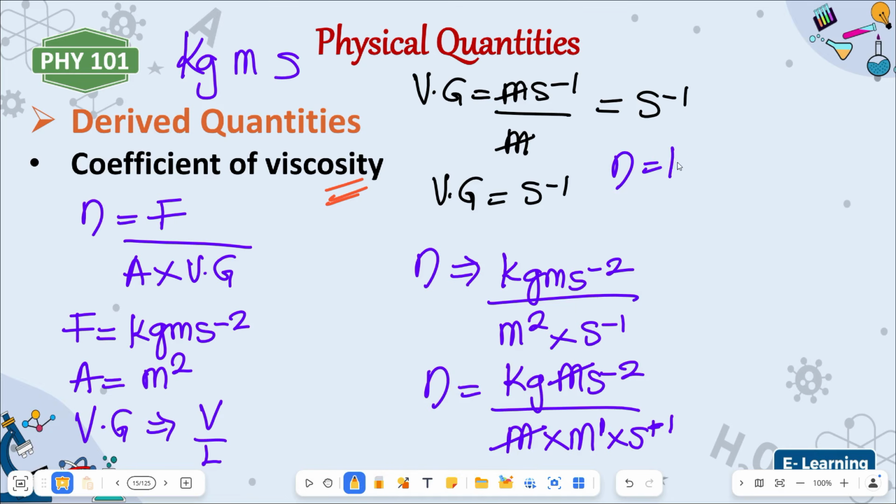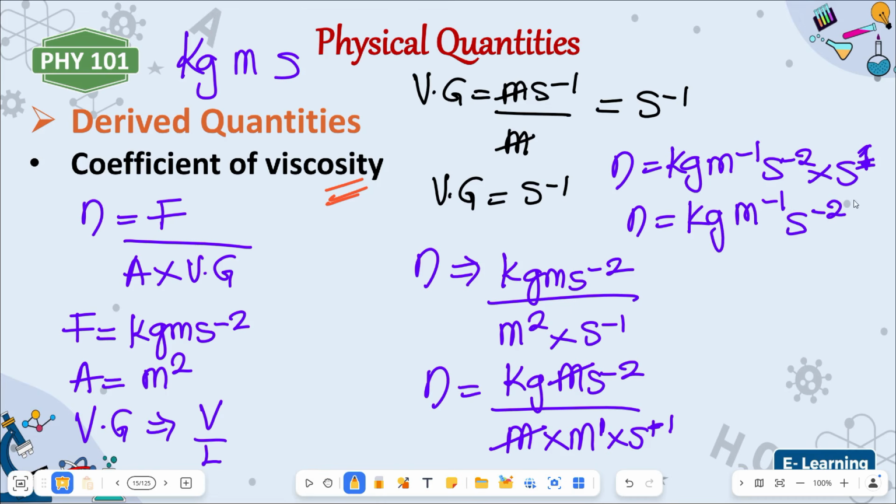So this will be equals to kg per meter, this minus 2 times, this one crosses up, becomes plus 1. Alright, so this will give us kg per meter. Bases are equal. What do you do to the power? You add them, which is minus 2 plus 1. Alright, this will give us kg, minus 2 plus 1 is what? Minus 1. And that is the solution to that question. Alright, exactly. Solution to that question, coefficient of viscosity.